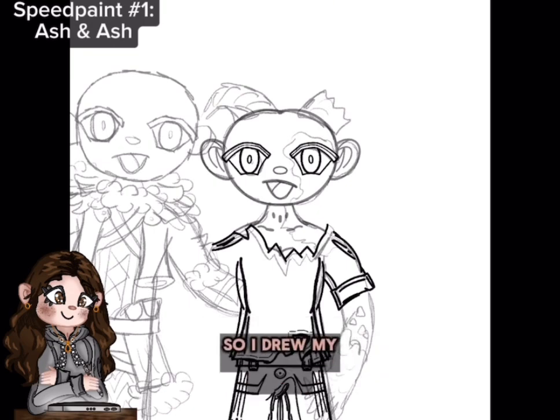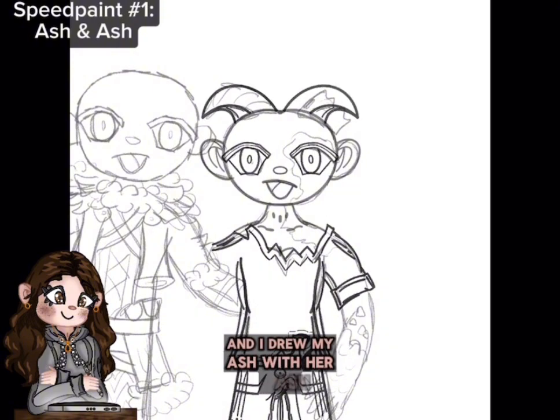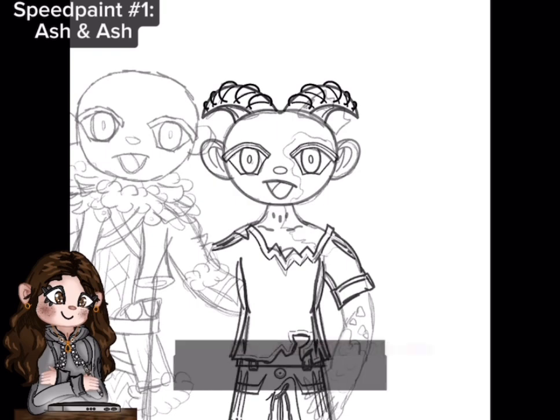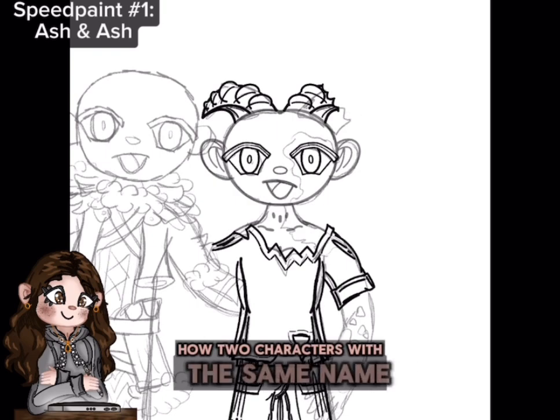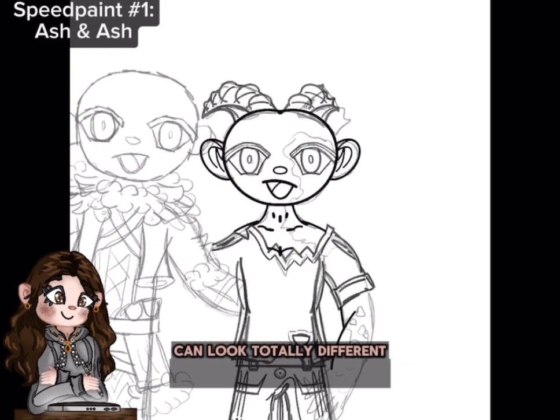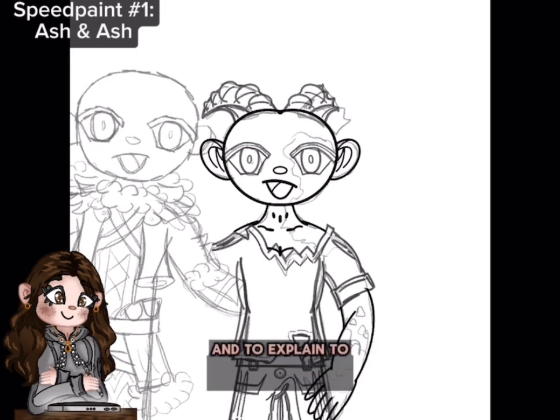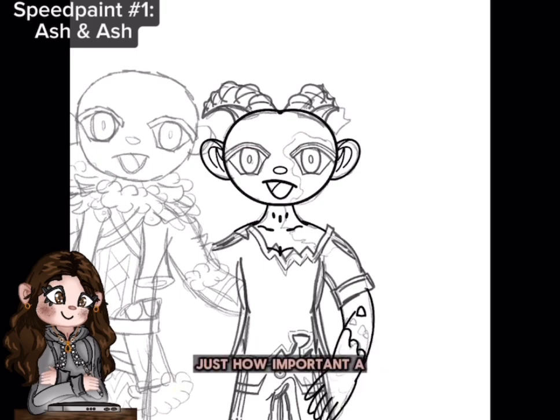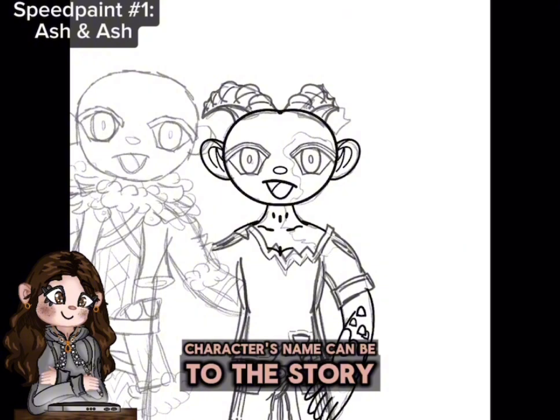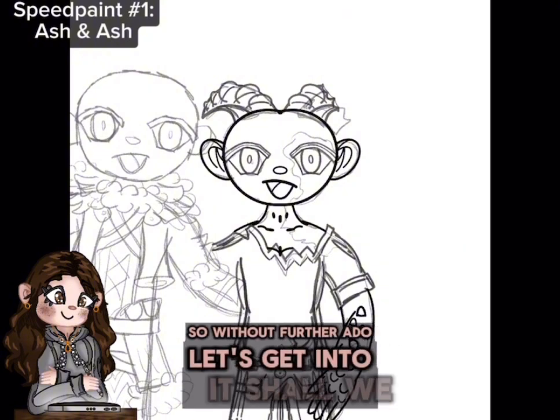So I drew my Raven with her Raven, and I drew my Ash with her Ash, just to show you guys how two characters with the same name can look totally different in someone's mind, and to explain to you guys just how important a character's name can be to the story. So without further ado, let's get into it, shall we?